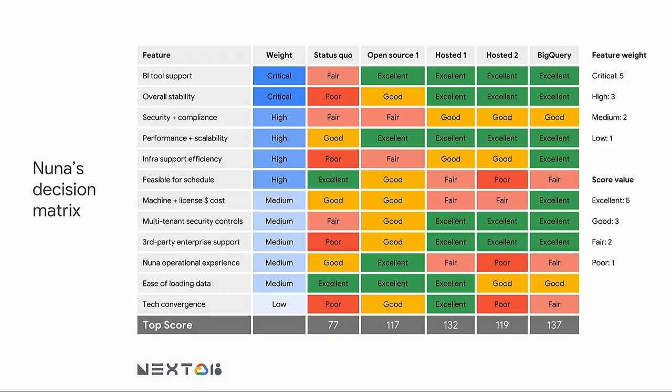So we used the sidebar on the right, and we multiplied the weights by each of the values, summed it up to come to those scores, and then we did a proof of concept with BigQuery as well as hosted solution number 1. And when we did that, we found that BigQuery was even easier than we had predicted to prototype and to get running. So we switched over to using that.